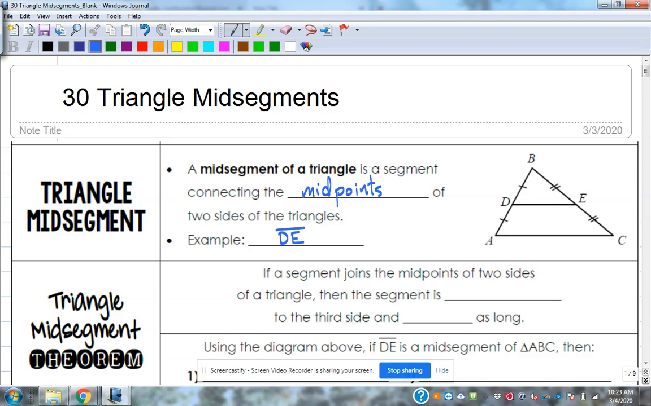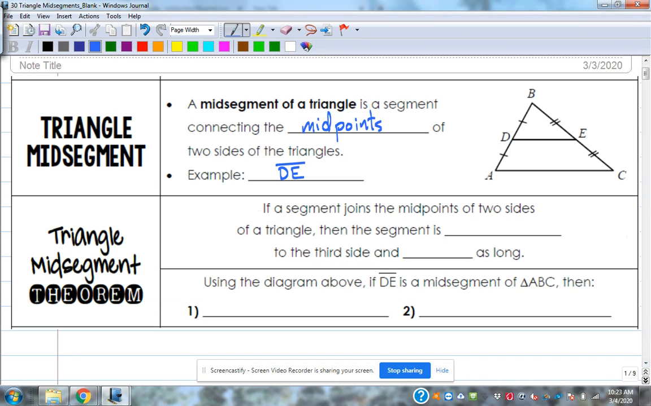Out of that, if a segment joins the midpoints of two sides of a triangle, then the segment is parallel to the third side and half as long. Midway, halfway, right? Midpoint, halfway. Mid segment, halfway. So for this particular diagram, DE is the mid segment of triangle ABC.